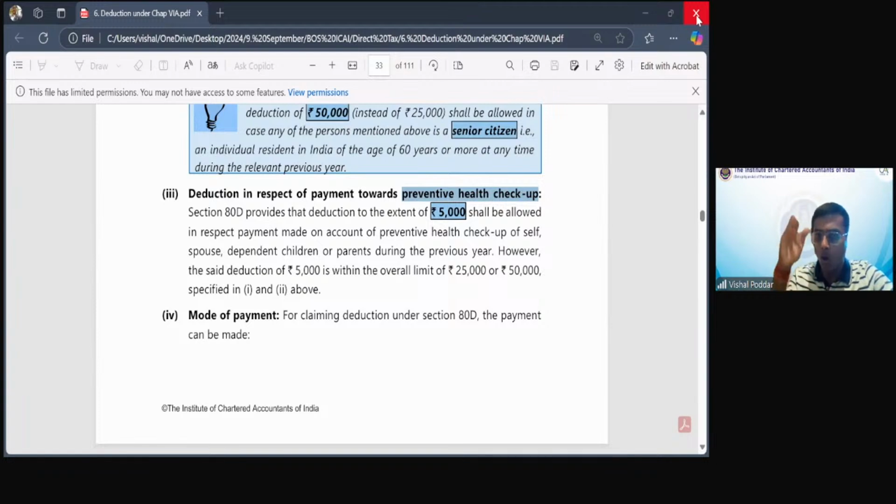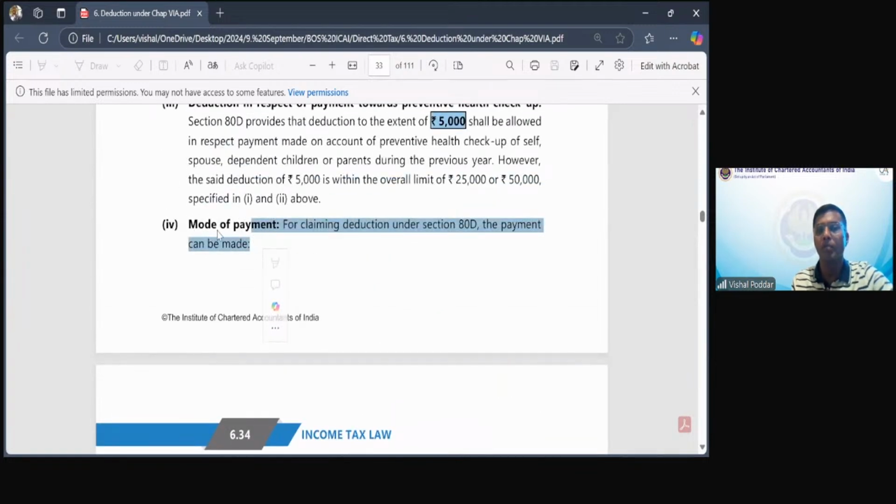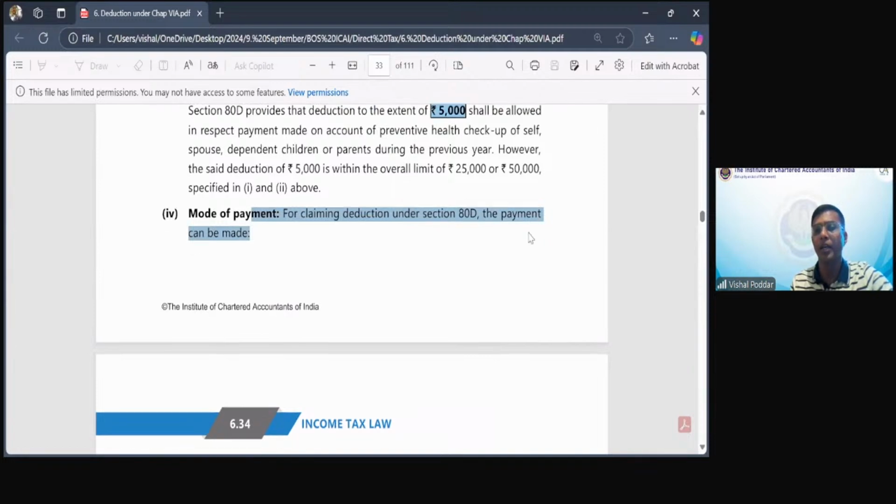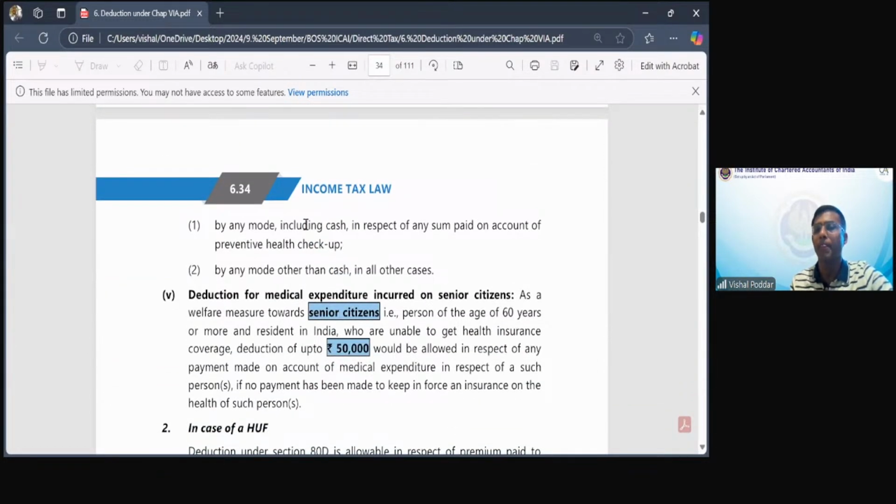Another interesting point is that all the above payments that we have seen should compulsorily be by cheque or any other banking channel. But for preventive health checkup, there is no condition that the payment should be by cheque or banking channel only. You can understand this from point number 4. So what does point number 4 say? Point number 4 deals with mode of payment. For claiming deduction under 80D, the payment can be made by any mode, including cash, in respect of sum paid on account of preventive health checkup. So preventive health checkup can also be in cash. But for all other payments, the mode should be other than cash. That is, it should strictly be through the banking channel. So this is the point that we are trying to understand.